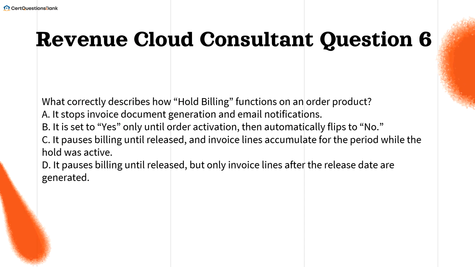What correctly describes how hold billing functions on an order product? A. It stops invoice document generation and email notifications. B. It is set to yes only until order activation, then automatically flips to no. C. It pauses billing until released, and invoice lines accumulate for the period while the hold was active. D. It pauses billing until released, but only invoice lines after the release date are generated.